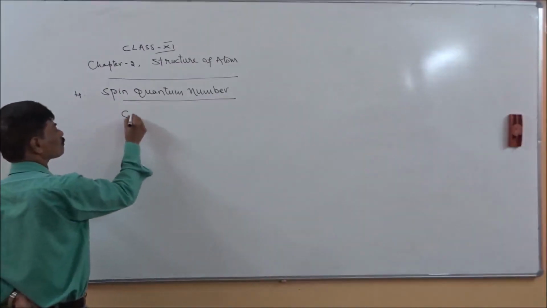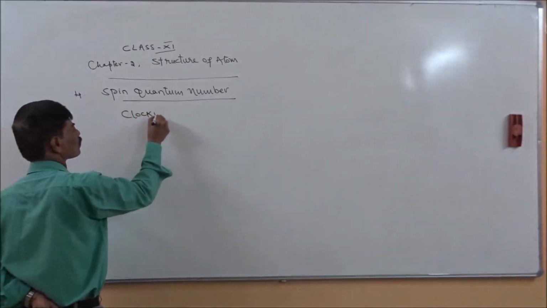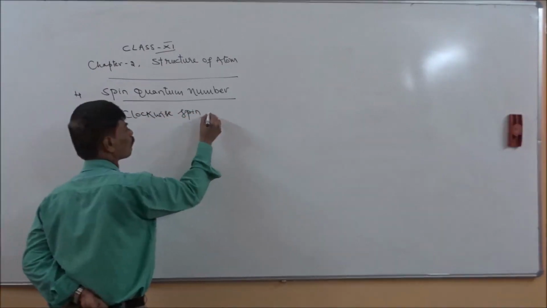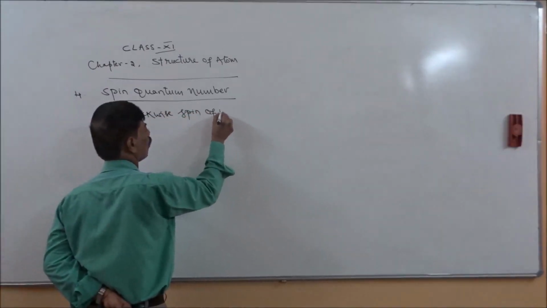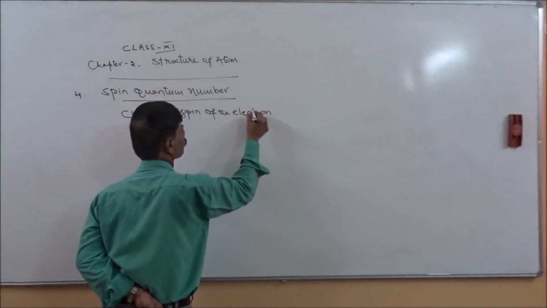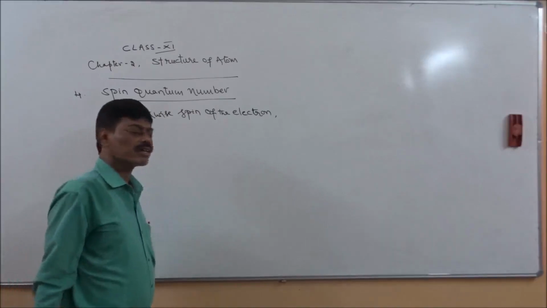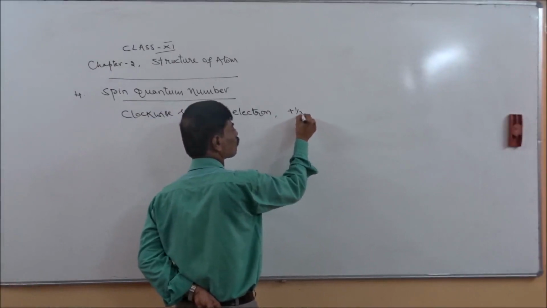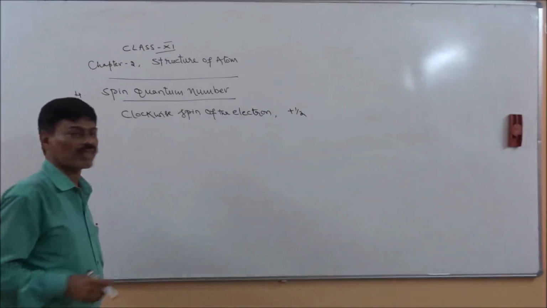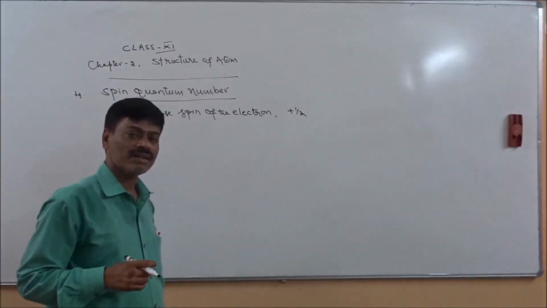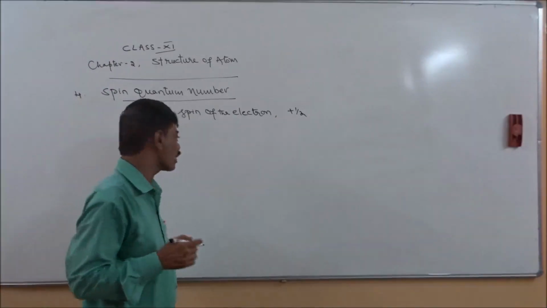One is clockwise spin of the electron. This is symbolically represented by a sign. It is indicated by the value plus half. This plus sign shows that the electron is spinning in clockwise direction.